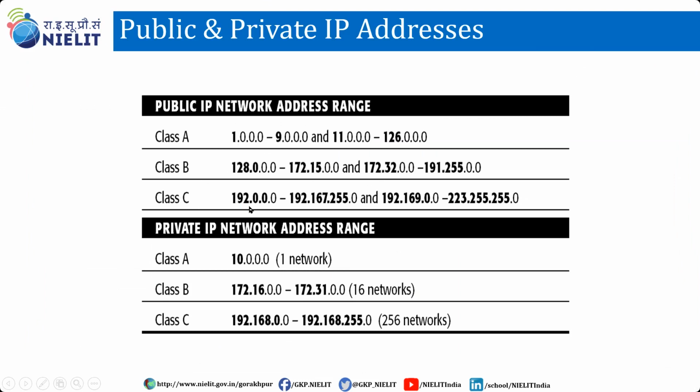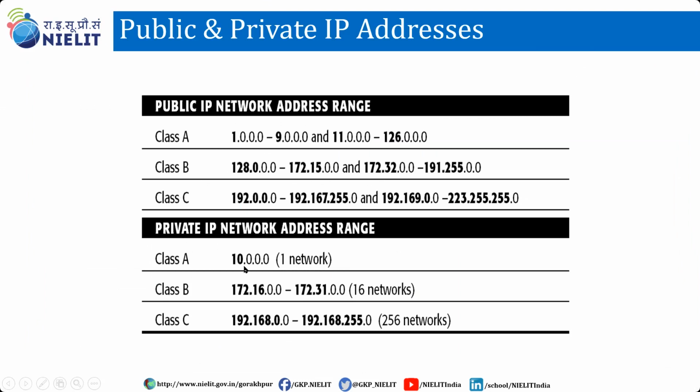In class C, 192.0.0 to 192.167.255. So this is the range of public IP addresses of class C. And apart from these public IP addresses, there are some IP addresses defined as private IP addresses.